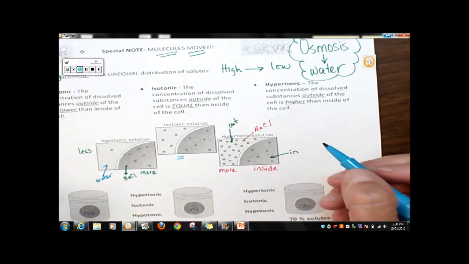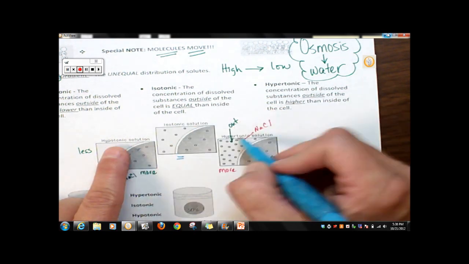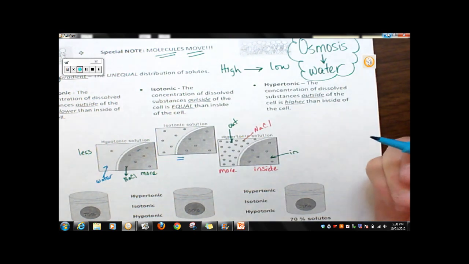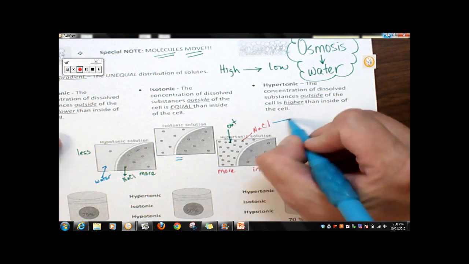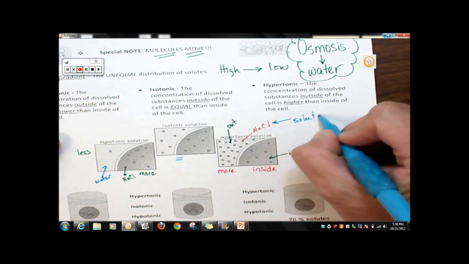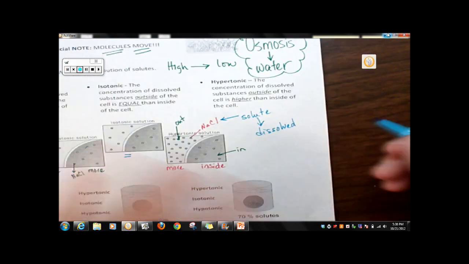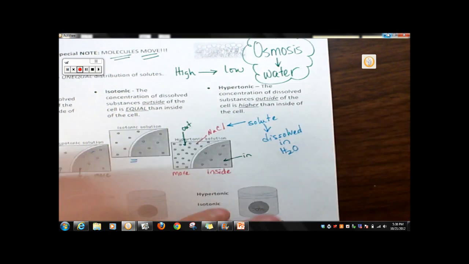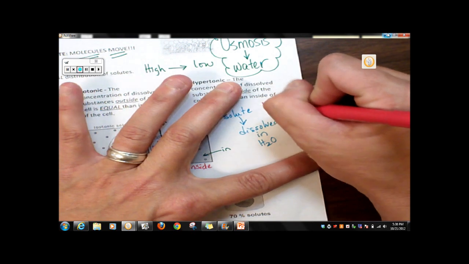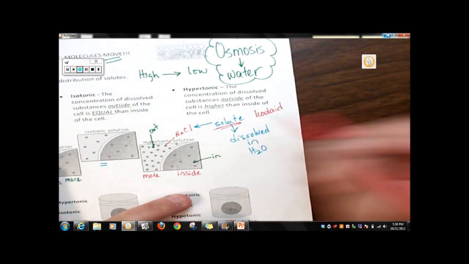So what you have to ask yourself whenever you learn these terms, hypo, iso, and hyper, is where is the most water? Where is the most of the solute? So the solute is whatever is actually dissolved. Like, for example, Kool-Aid. Kool-Aid, the powder mix, would actually be the solute in water. Food coloring could be the solute. Anything dissolved in water becomes the solute.